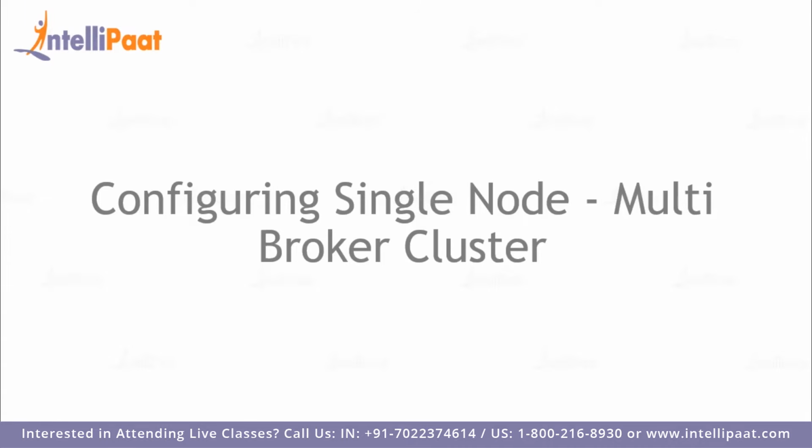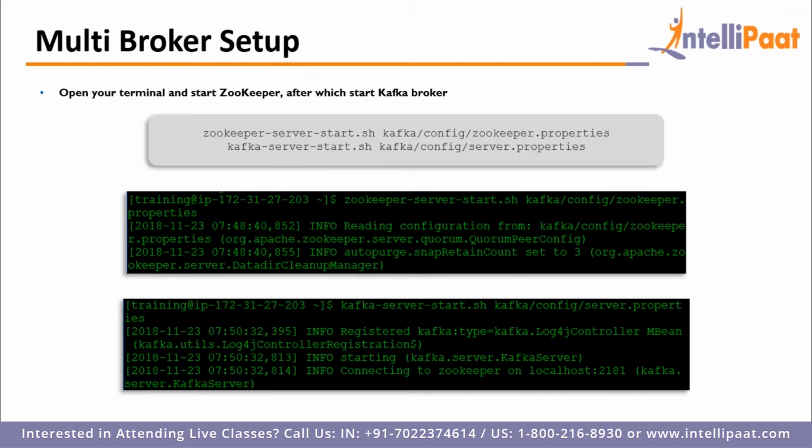Now let's see how we can configure a single node multi-broker cluster. So again, to set up a multi-broker system, we'd have to start off by loading the Zookeeper service as well as the Kafka service. So we'll type in zookeeper-server-start.sh and then we'll load up this zookeeper.properties file. Similarly, we'll type in kafka-server-start.sh and then we'll load up this server.properties broker.